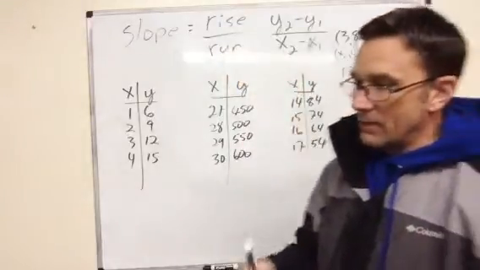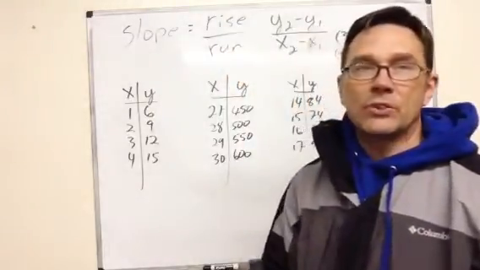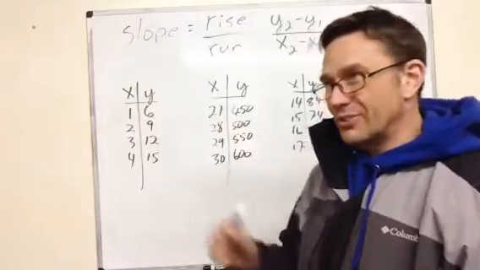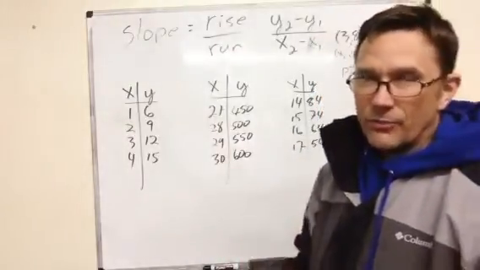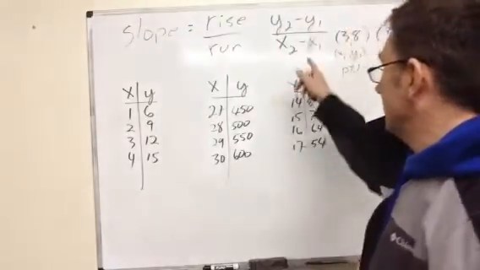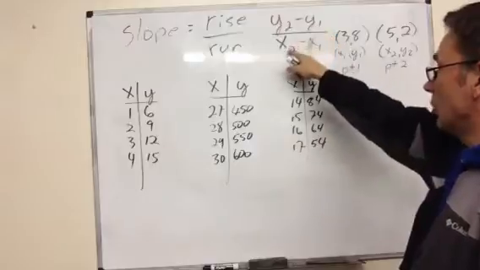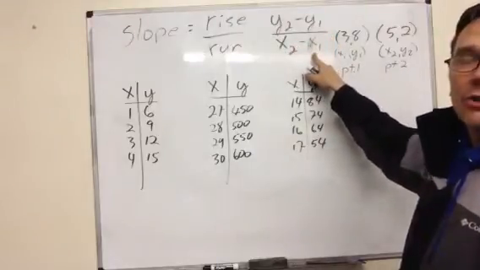And instead of giving us a graph this time, we're going to be given either a chart or some points to figure this out. So instead of just counting by hand, there's a formula that we're going to be using, and it is this: y2 minus y1 over x2 minus x1.